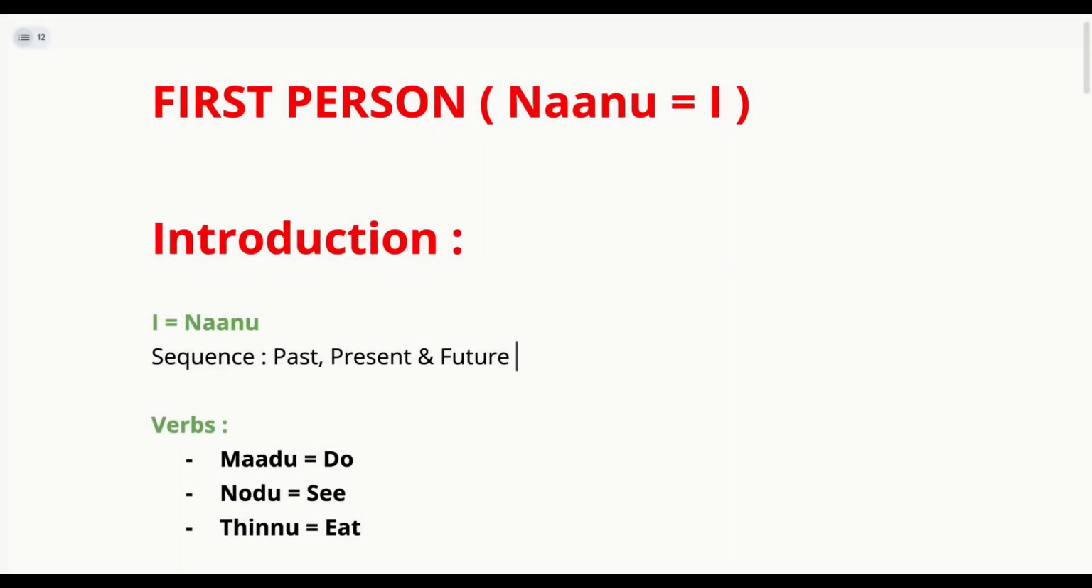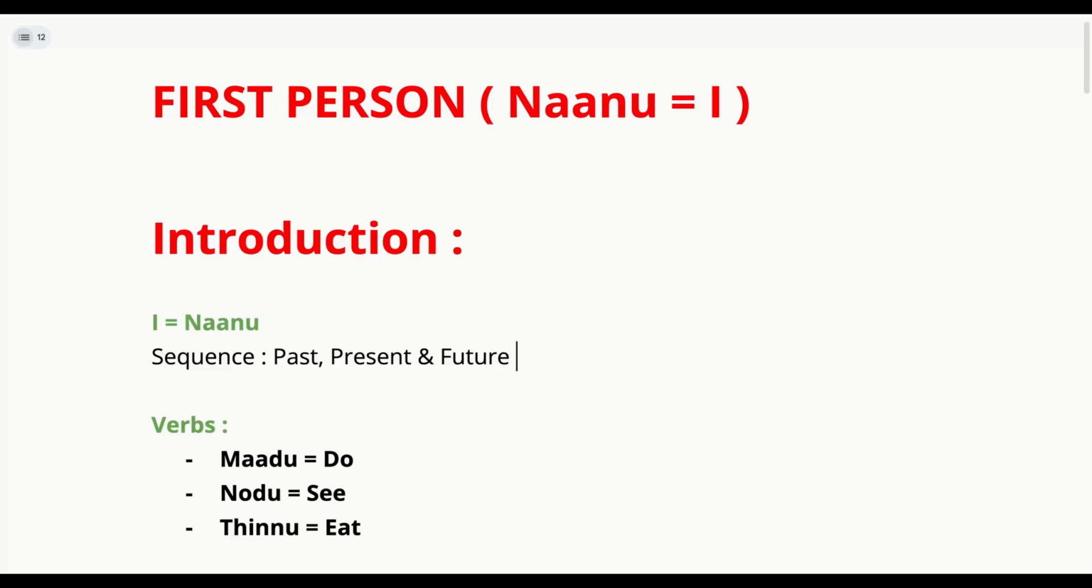First, we are going to look at first person Naanu. Naanu is I. In this, we are going to see how to frame past tense, present tense, and future tense. These following three verbs: Madu, Nodu, Tinnu. Madu is do, Nodu is see, Tinnu is eat.